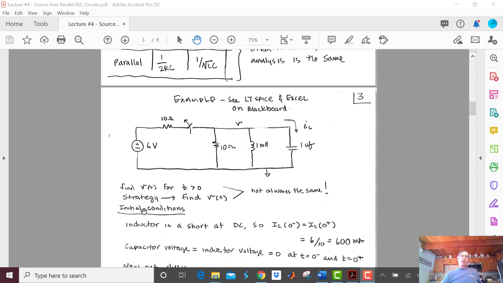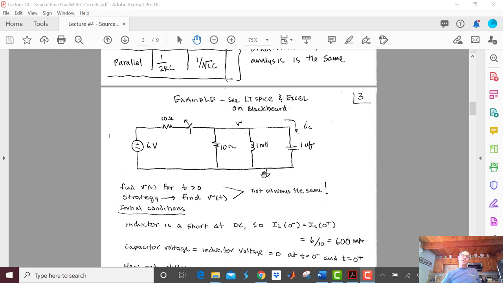And my strategy is going to be: find V of t. Now, you might say, well, duh, that's what you're asked for, right? You're asked for V of t, so you're saying your strategy is to find V of t, but it's not always the same. Like, for example, say I had a resistor in series with this inductor, okay? So we're just going to change the example for a little bit, and we're going to say we have a resistor here, and I'm asked for the voltage across the resistor. Well, what I'm going to really do is focus in on getting the current through that inductor, because that's what my differential equations are really going to describe. So I might strategize that problem by saying, I need to get the current through the inductor, then I'll just multiply it by the resistance, and that'll give me the voltage across the resistor. So not always the same. That's why I say that.